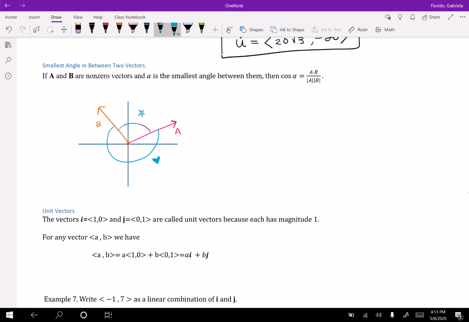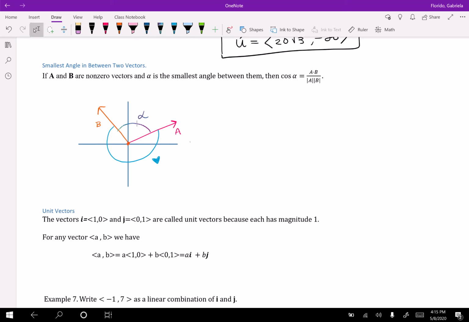So again, this would end up being my alpha because that's the one that's smallest in between them. And so to find the cosine of this alpha here, we're just going to take the dot product of the vectors A and B, and then divide that by the multiplication of their magnitudes.